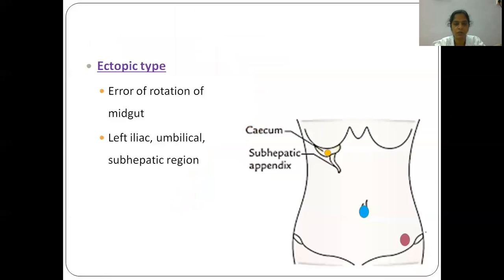The next is the ectopic type. Ectopic type means sometimes, you know, midgut rotation is already over. So when there is an error in the rotation of the midgut, the position of the appendix may vary. In case of subhepatic type of appendix, it will be seen near the liver. Sometimes it will be seen near the umbilicus. Sometimes it will be seen near the left iliac region. So the position varies. That appendix is named as ectopic type of appendix. It is due to error of rotation of the midgut. So these are the various types of appendix.